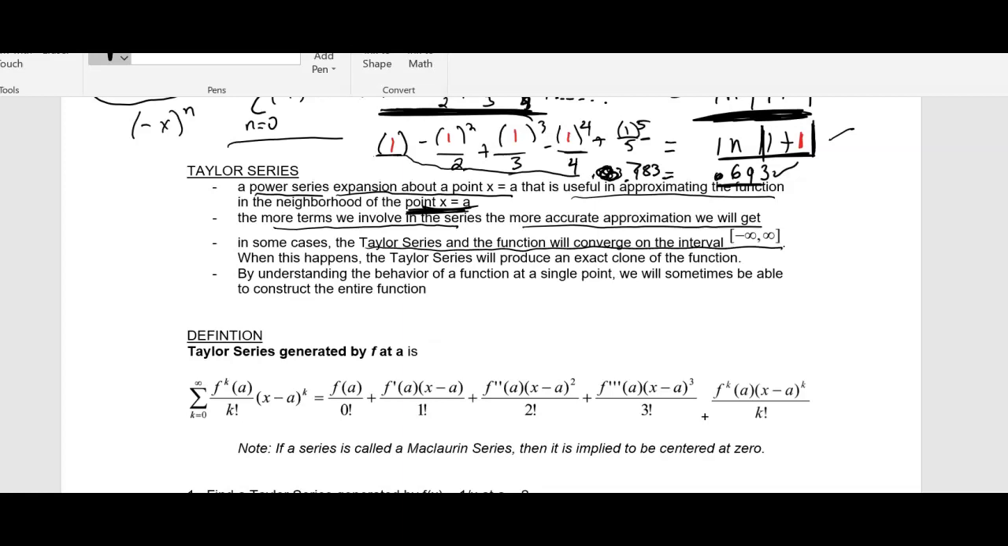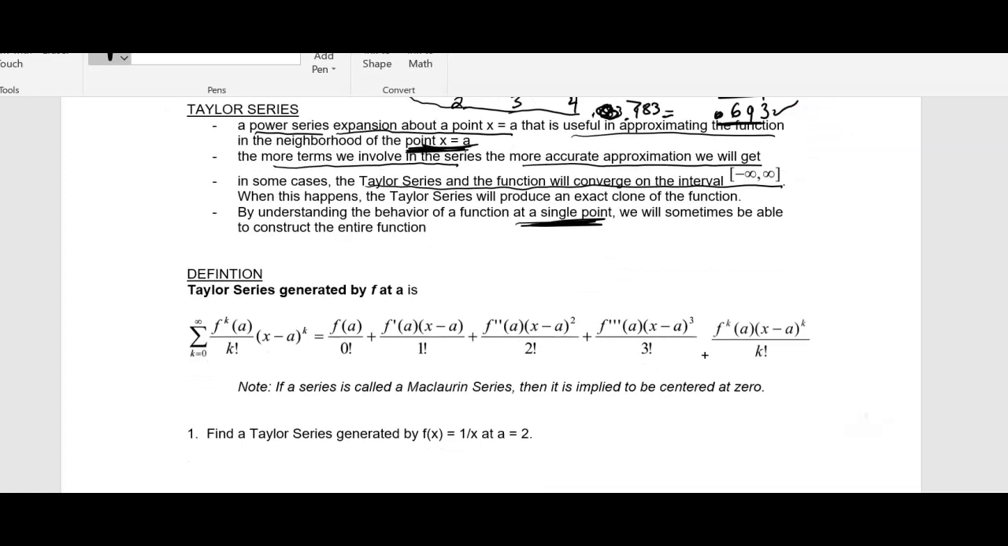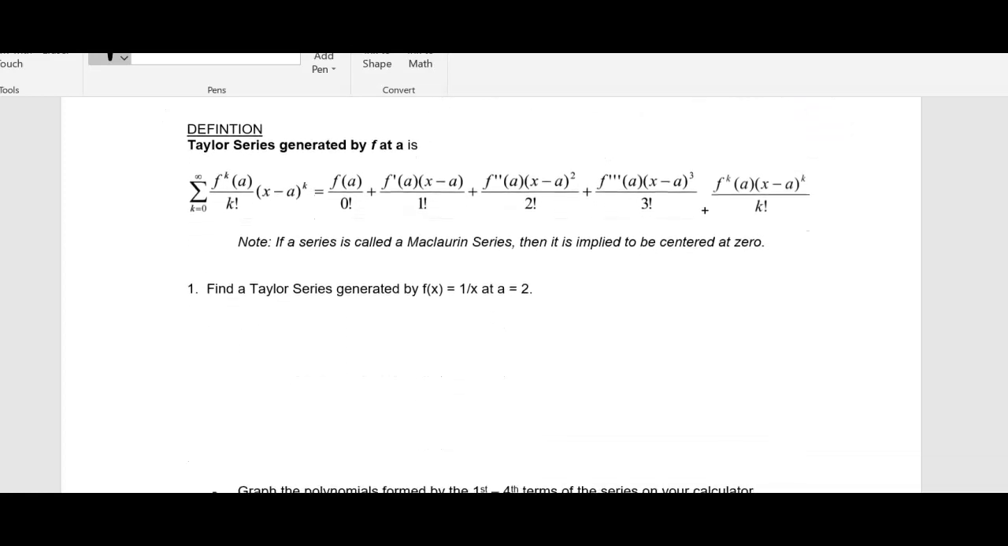So the one that we did the other day, I had you change your window to -2 to 2 because the graphs only would converge between a -1 and a 1. You can reference the previous video if you'd like, but that's what we were talking about. Some Taylor series will produce an exact clone of that function everywhere from -infinity to infinity by simply expanding it around a point, which we'll talk about what that means in a second. So it says by understanding the behavior of a function at a single point, you will sometimes be able to construct the entire function. Which you probably don't know what that means, but we're going to do that now.